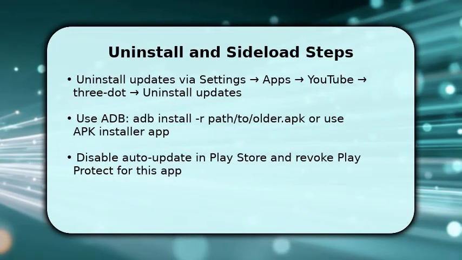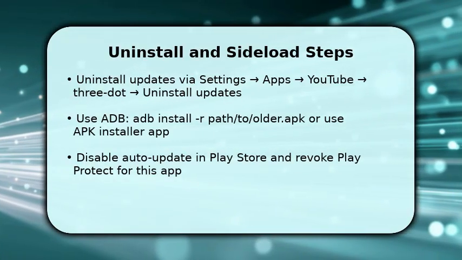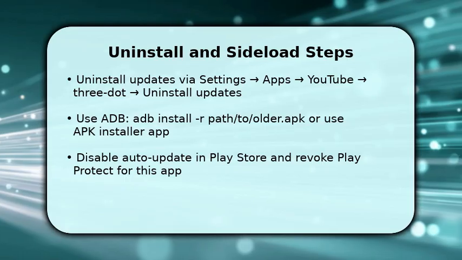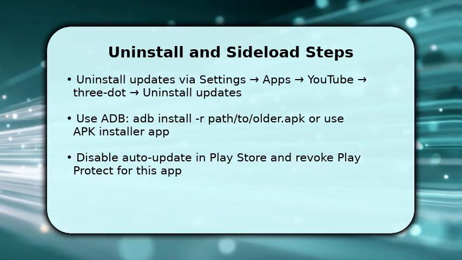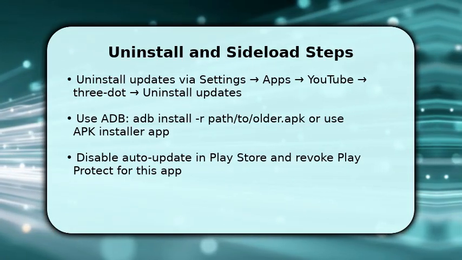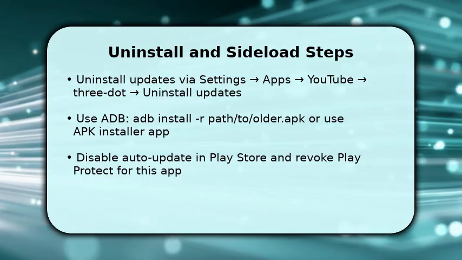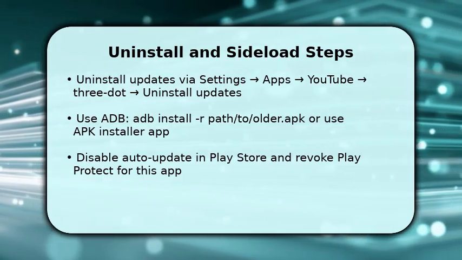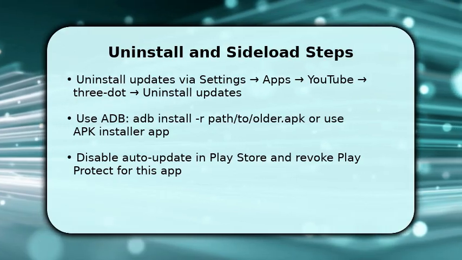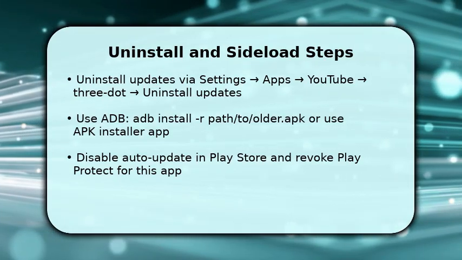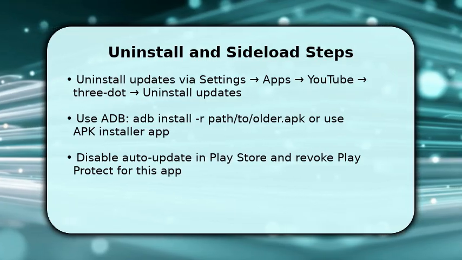You now remove the update from the system app using Settings, then Apps, then YouTube, and choose Uninstall updates. This reverts the package to factory. If that fails, connect to a PC and use adb install -r path/to/older.apk to replace the package. Alternatively, sideload with a reputable APK installer on device.